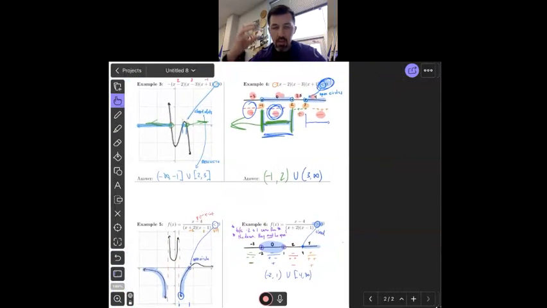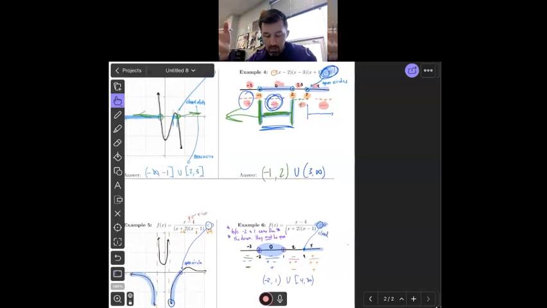So you can see there's not a lot of work on these analytic ones, right? You might have to do a little bit of factoring, but it shouldn't be anything crazy. And then just running the sign tests. And just be able to write your interval notation.